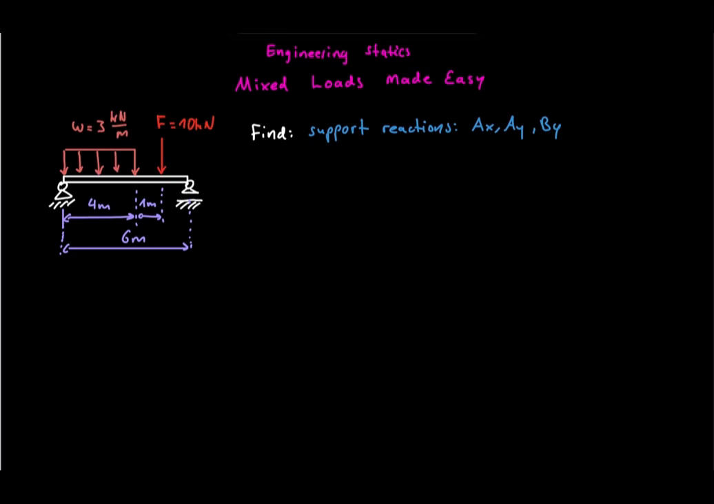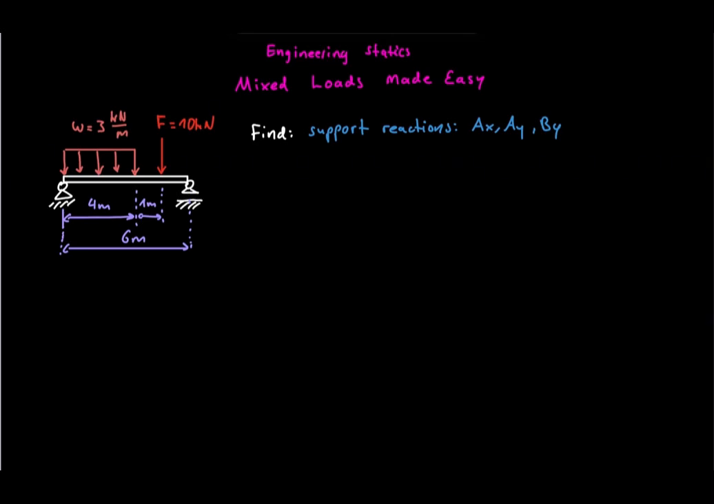Today, we solve our first beam problem with mixed loads. The beam carries both a distributed load and a point load. At first, this may look like a more complicated problem, but the workflow is exactly the same as before. We replace the distributed load with an equivalent force, and then we solve the beam using the equilibrium equations.